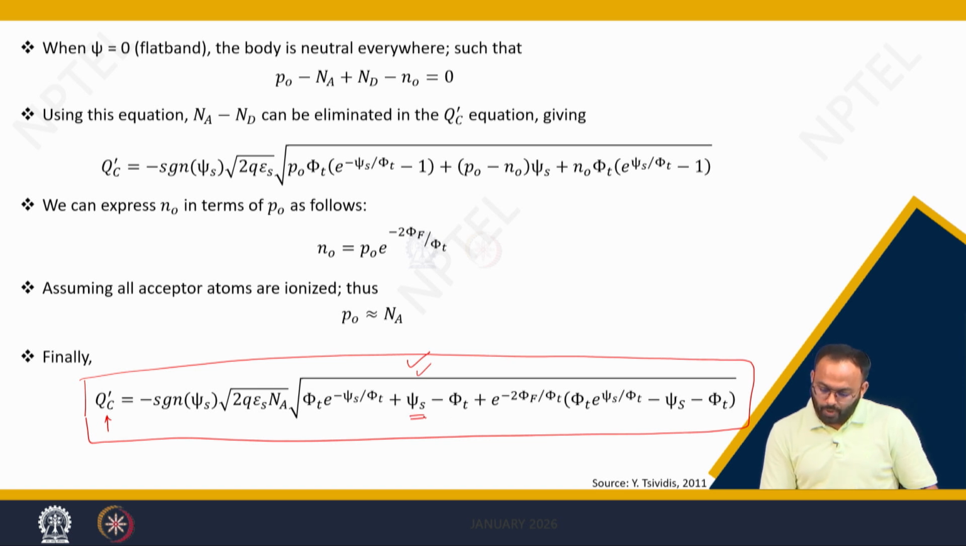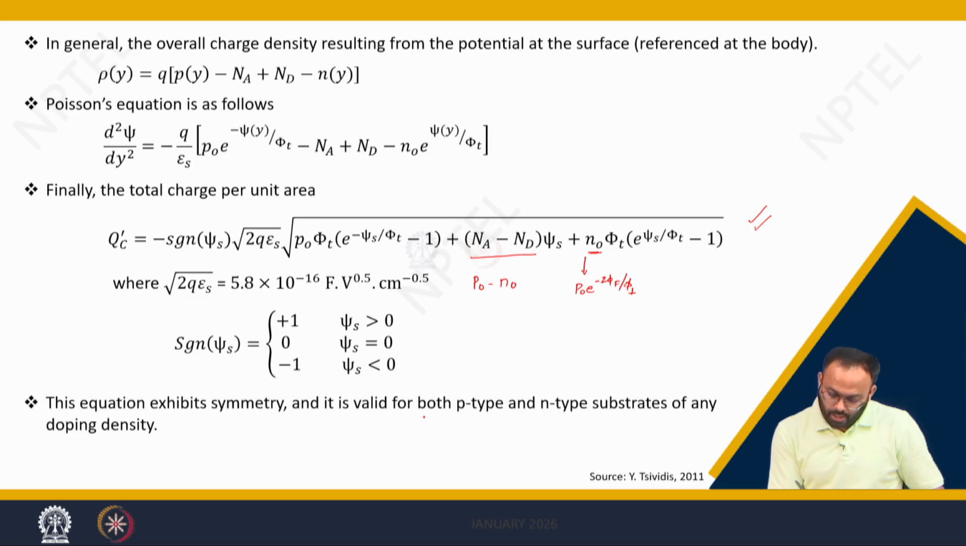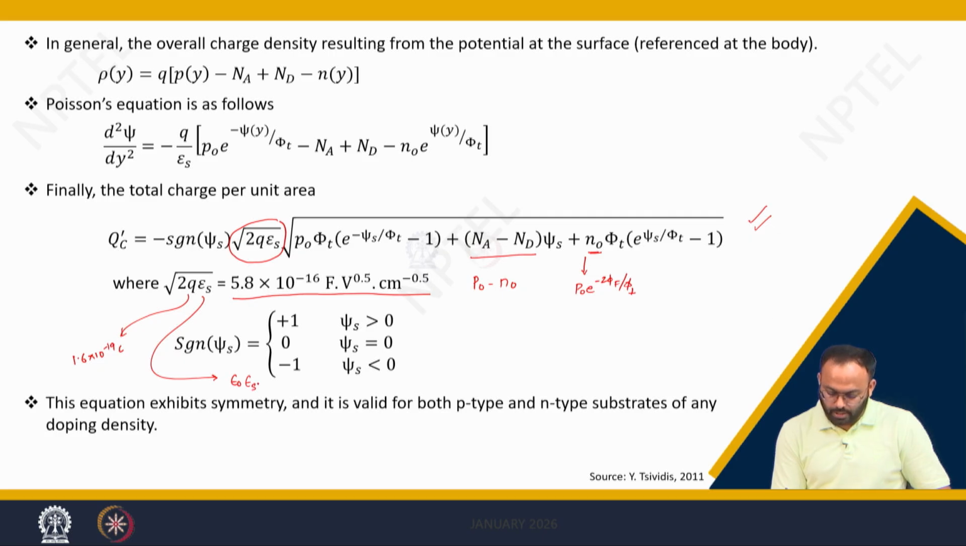Here one quantity, the square root of 2q into epsilon, can be simplified by keeping all those known parameters. What is q? It is the electron charge, 1.6 into 10 to the power of minus 19 coulomb. Epsilon, what we have already discussed, is the permittivity of air and then semiconductor. So, epsilon_0 times of this.